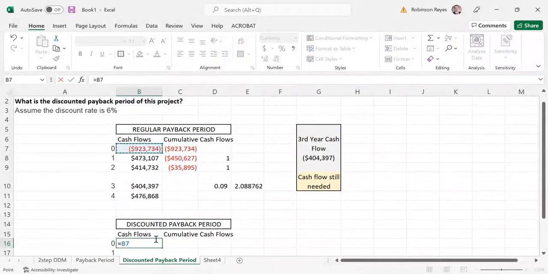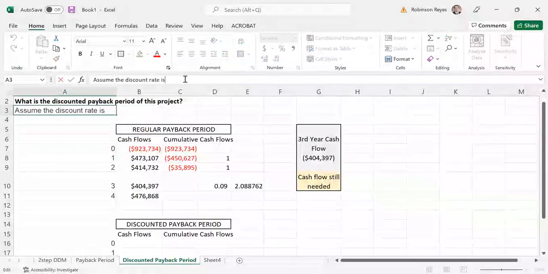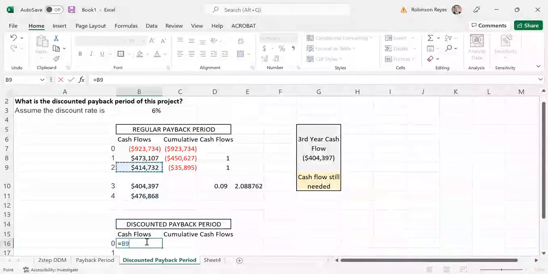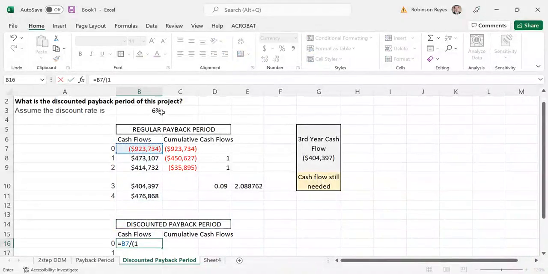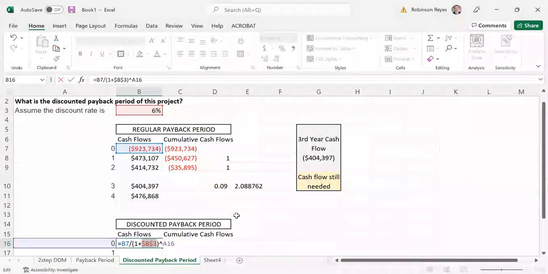We can start with the initial investment, and then we divide that by 1 plus this, and let me type this rate in a cell of its own, 6%. So we will discount this first one, divided by 1 plus the rate to the power of time, right? I'm giving a couple of seconds so you can see the formula there. B7 divided by 1 plus B3 to the power of A16, where we have the time. And then we need to lock the rate because I'm going to scroll down. So F4, or you add manually those dollar symbols.